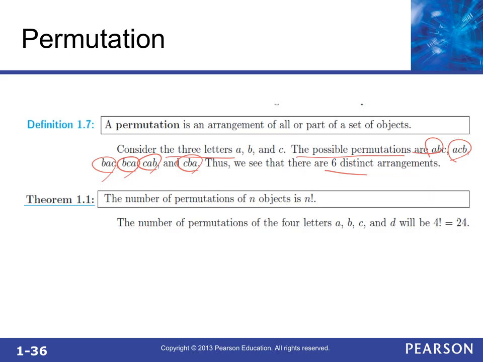However, one of the formulas that can calculate this arrangement is this one. The number of permutations of n objects is n factorial. So in this case, we have four elements, and even without considering all the cases, we can simply calculate. In the previous example, we have three letters, so the number of permutations is 3 factorial, which is 3 times 2 times 1, so 6. And if you have 4 letters, the number of permutations is 4 factorial, which is 24.